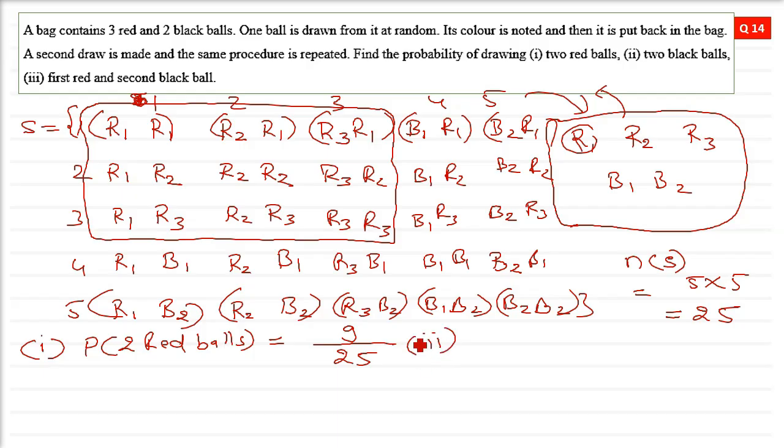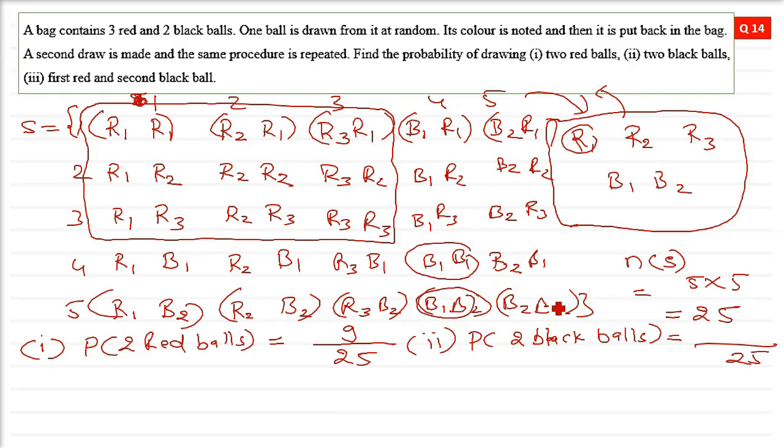The second one is saying 2 black balls. So B1, B2 should come or B2, B1 should come. Likewise find all the combinations where you get BB. So the probability of getting 2 black balls, of course the denominator will be 25 because probability is favorable cases divided by total number of cases. Total number of cases are 25. Now just find B1 B2, B B, wherever you find it. So this one, B1 B1.